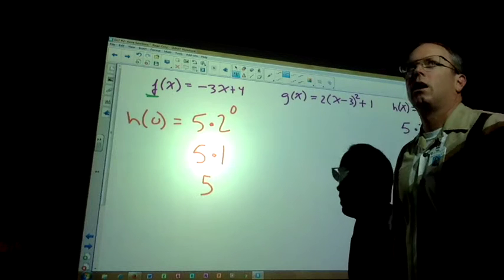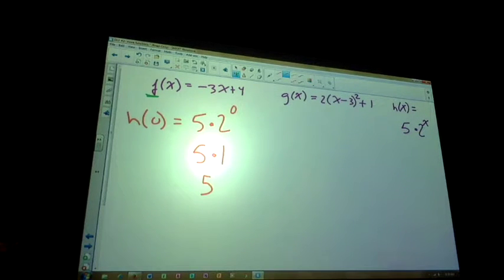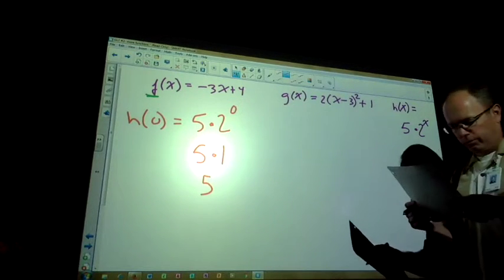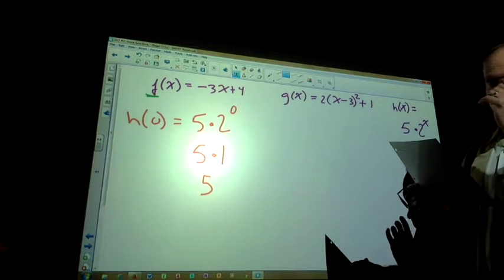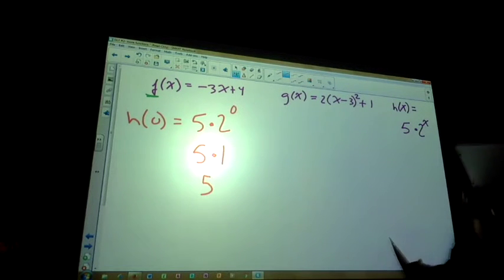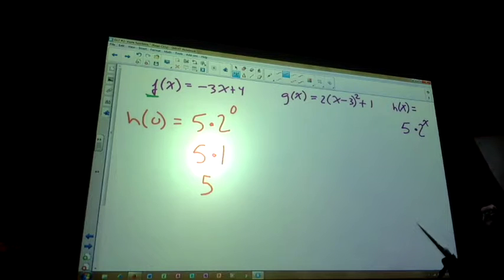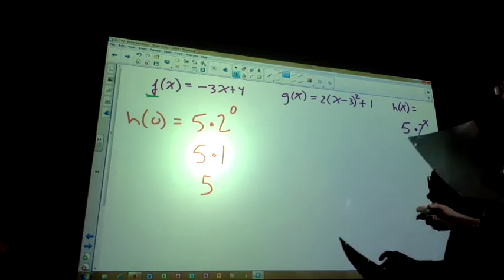Done. Even if it's 3 to the 0? 3 to the 0 is 1. 10 billion raised to the 0 power is 1. Cool? What's 2 raised to the first power? 2 to the first is 2. All right, number 22, we're on h at 3.